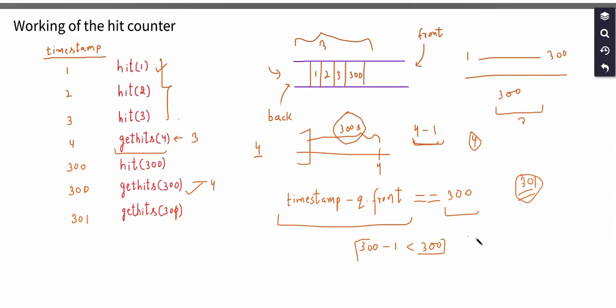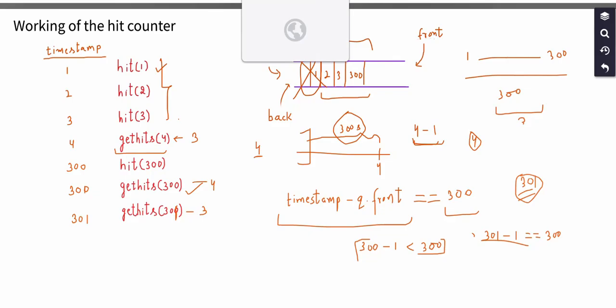Now the timestamp has gone 301. We have elapsed 301 seconds till now. Fine. And 301 minus the front element of the queue, which is 1, is indeed equal to 300. That means we need to remove the first element to get our range of 300 timestamps, and hence we remove this 1 from the queue and we get 3 elements, and hence the answer for this function is 3. So let's see the implementation for this solution.